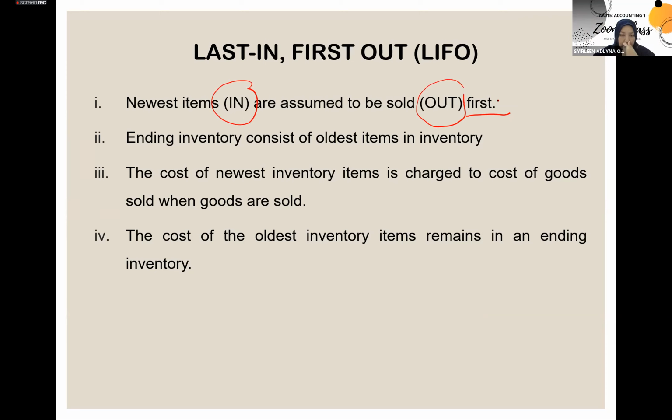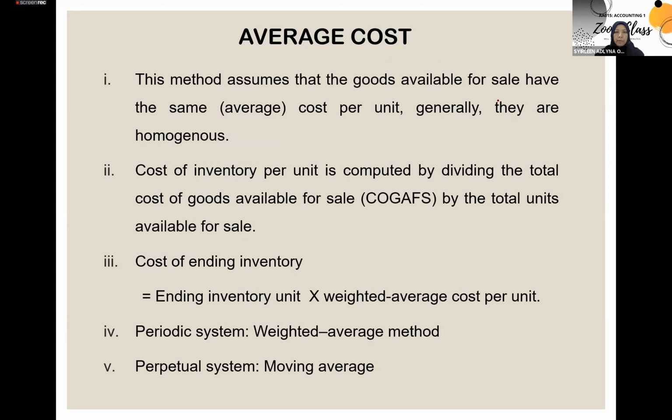Okay, and the cost of newest inventory item is charged to cost of goods sold, and the cost of oldest inventory items remains in ending inventory. So this is actually the opposite of your FIFO. Alright, and then we have the average cost.